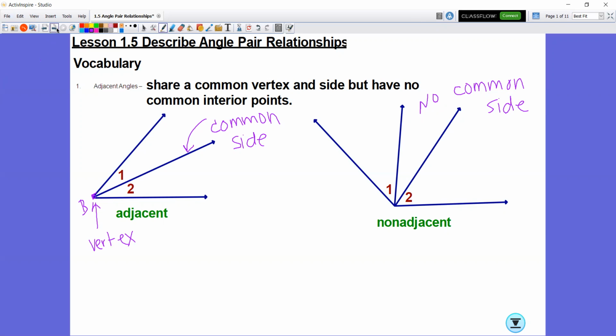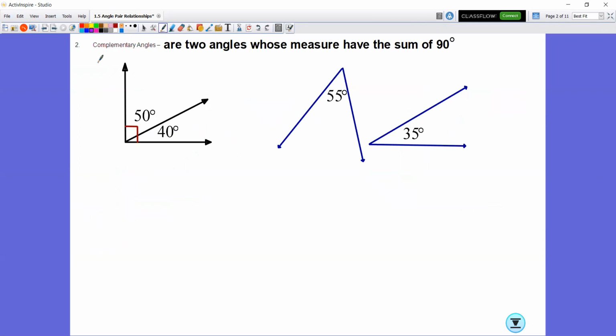Okay, then. All right, next vocabulary word is complementary angles. They are two angles whose measures have the sum of 90 degrees. That means they add up to the 90. So we know that 90-degree angles are called right angles. I always say it's all right to give a compliment.